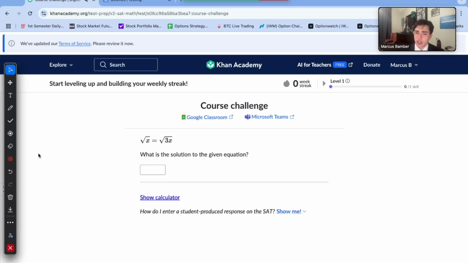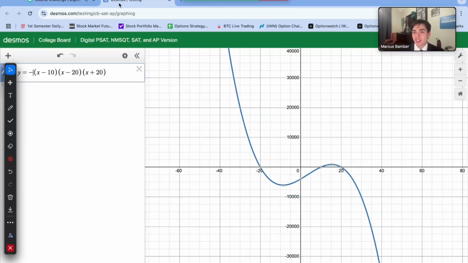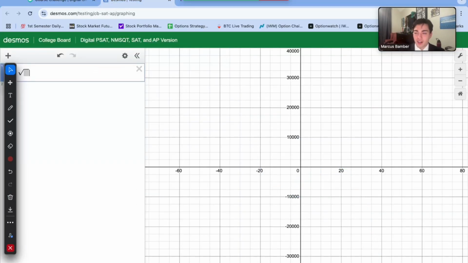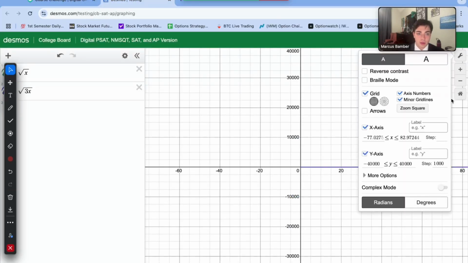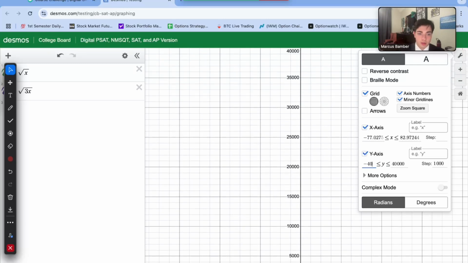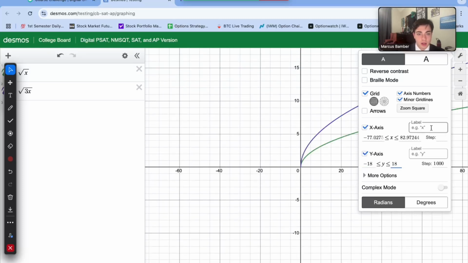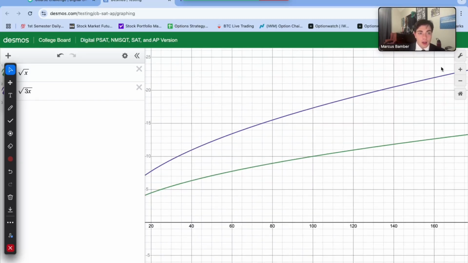Okay, what is the solution to the given equation? All we have to do is use Desmos. There's no point even solving these. So we do square root of x is equal to the square root of 3x inside that square root. And then we're going to have to readjust our graph here to negative 18, positive 18.